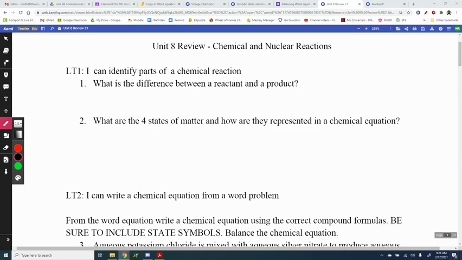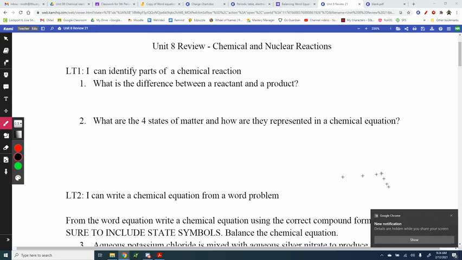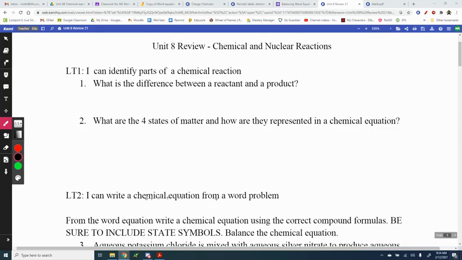All right, so we are going to go through the review for Unit 6. This shouldn't say Unit 8, but whatever. So first off, what is the difference between a reactant and a product?